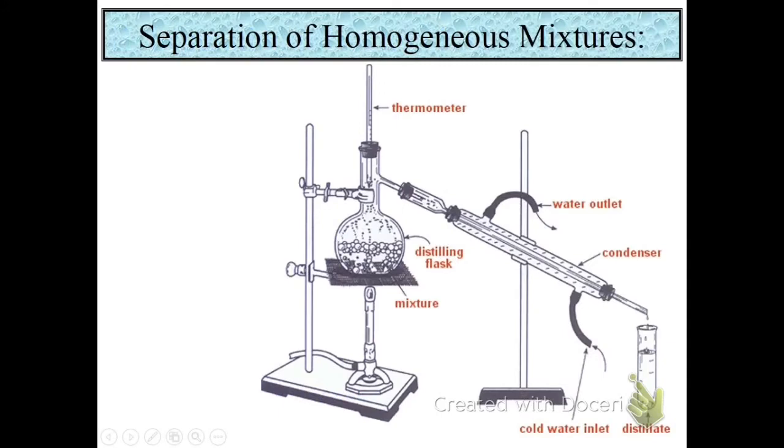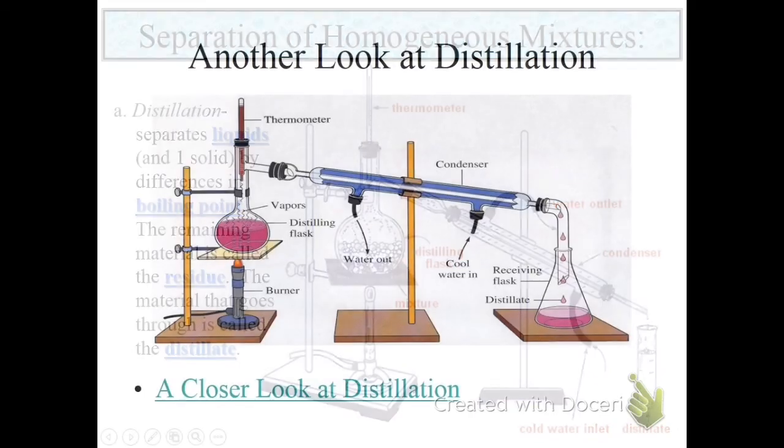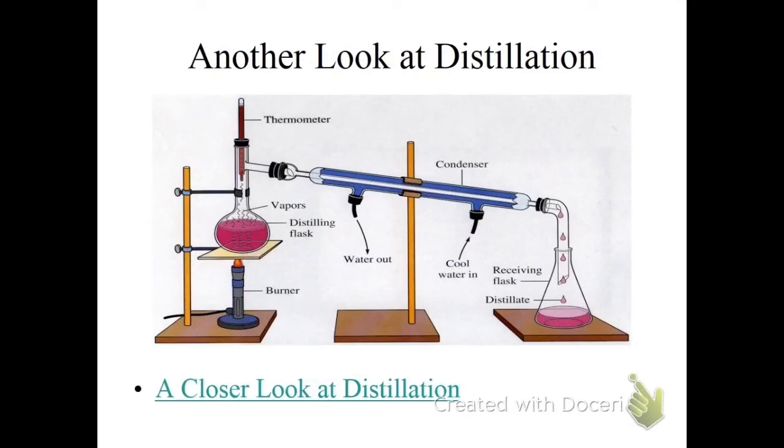Another way you can separate things is through distillation. In distillation, you heat something that has a mixture of different boiling points. The thing with the lower boiling point will boil, and an apparatus like this will allow whatever boiled off to go down the tube, get condensed back into a liquid and be collected separately. The thing that you boil off is called the distillate. The stuff that stays behind is called the residue. Here's another look at distillation, and we'll do a demo of this in class as well.